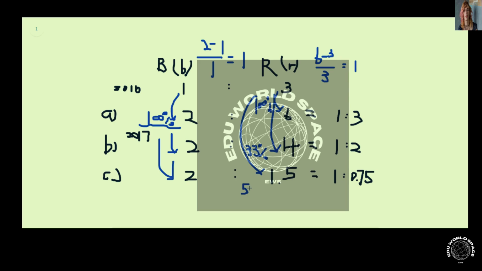So the relative price is the ratio we calculated here, and the inflation is the blue numbers I calculated here. Remember, you have to add this minus sign in front of it because the price decreased, so it is a deflation.